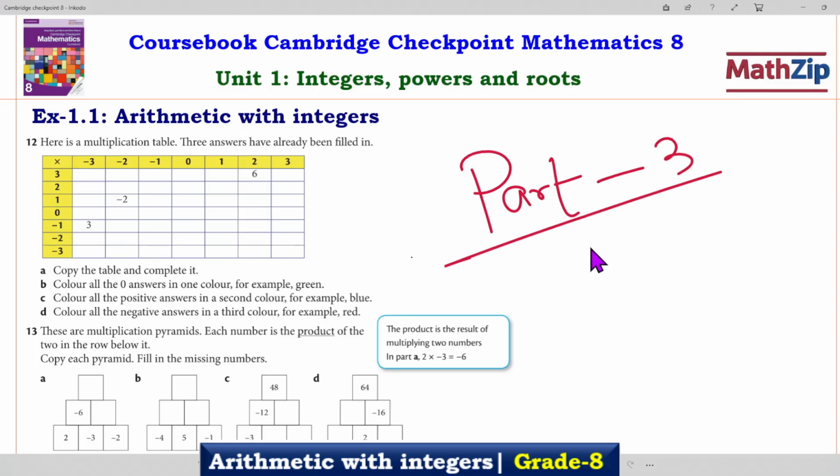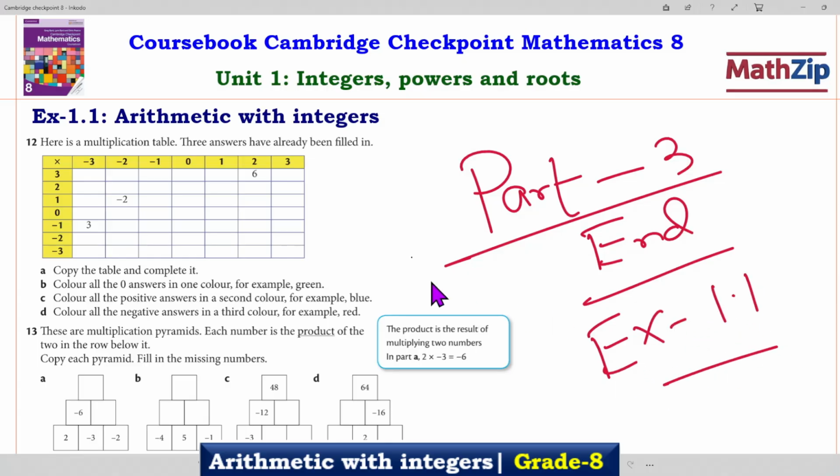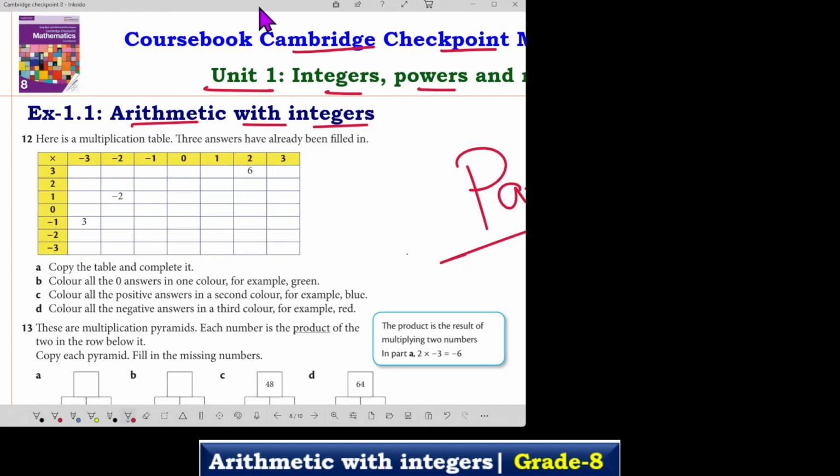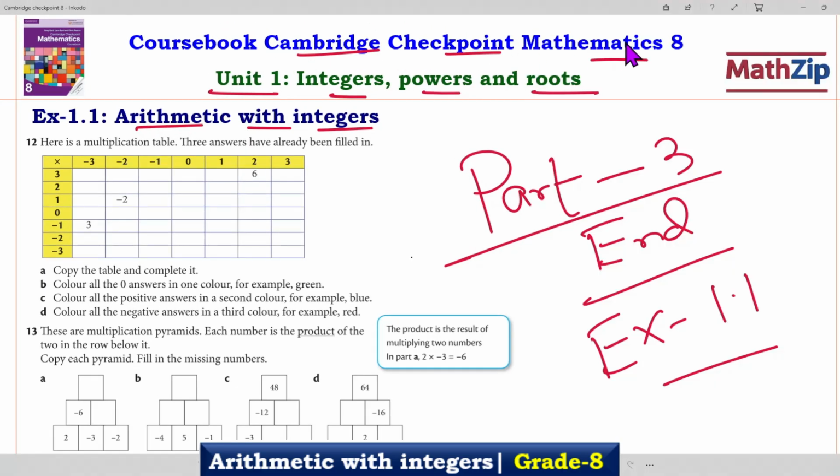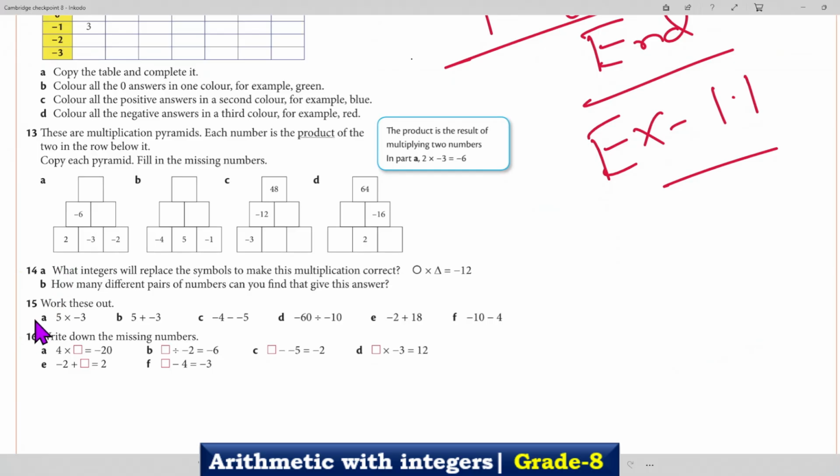And also we can say this is the end part of exercise 1.1, arithmetic with integers, unit 1, integers, powers and roots of Cambridge Checkpoint Mathematics course book 8. So let's get started. We are starting from number 12 and the math will be finished in number 16.